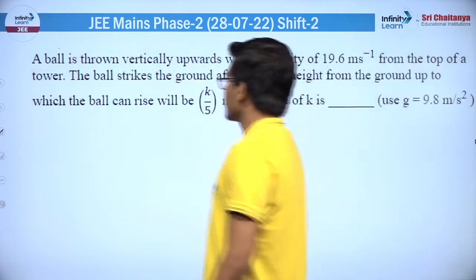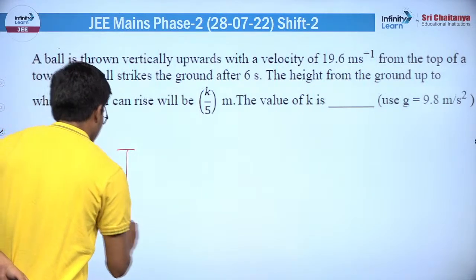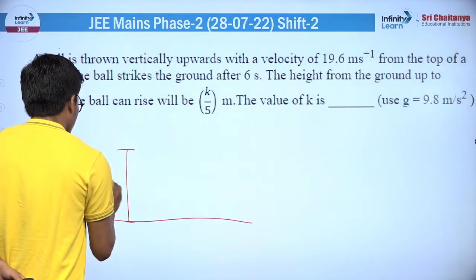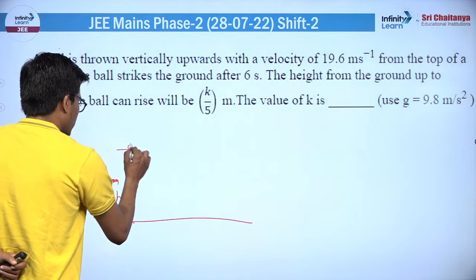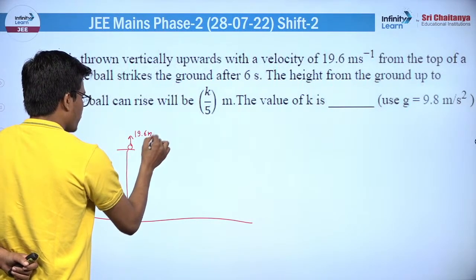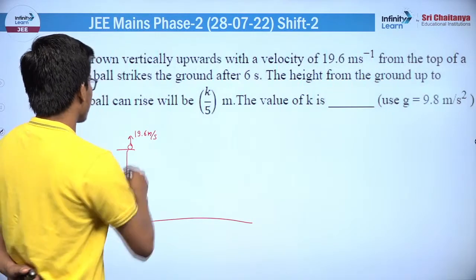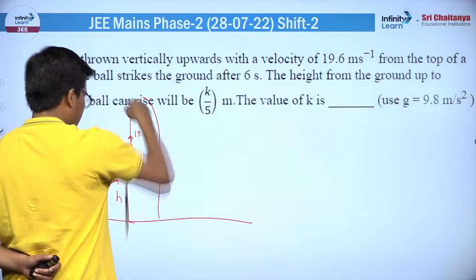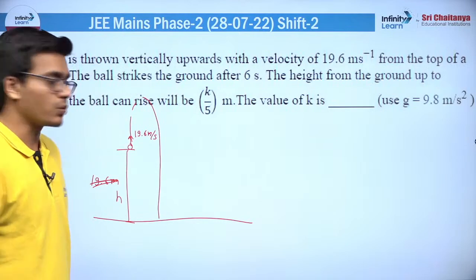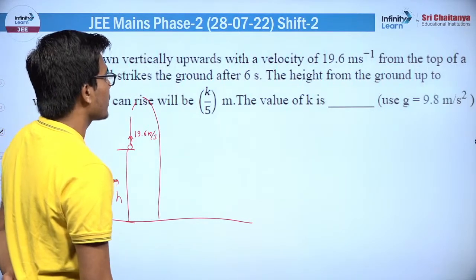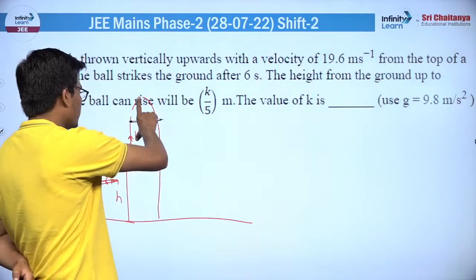A ball is thrown vertically upward, again a simple question from kinematics, but you need to make it simple. It doesn't seem like a simple question, but it will be simple if you read the question very properly. You are throwing a ball with a speed of 19.6 meter per second from the top of a tower. The ball strikes the ground after 6 seconds, meaning the total time of flight is given to you as 6 seconds. The height from the ground up to which the ball can reach, this height you need to find.